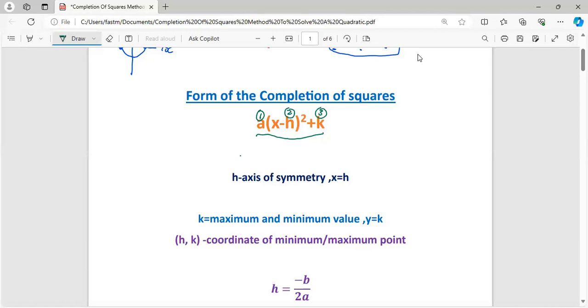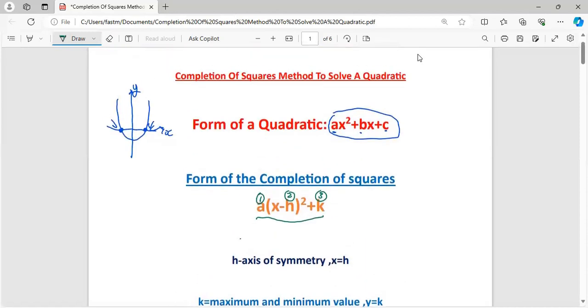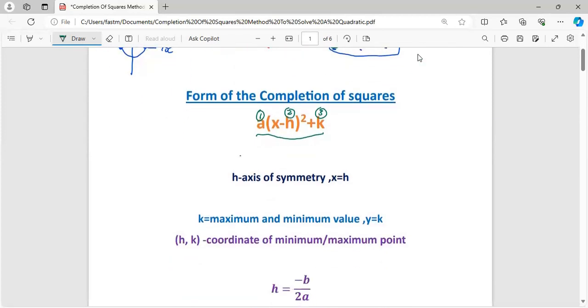a is the easiest thing because you can just get a from the equation itself. So this a here is basically this a here. Say I had 2x squared plus 4x plus 7. The a here would be this a here also. So a is the easiest thing to get. h and k, you have to use a little equation.